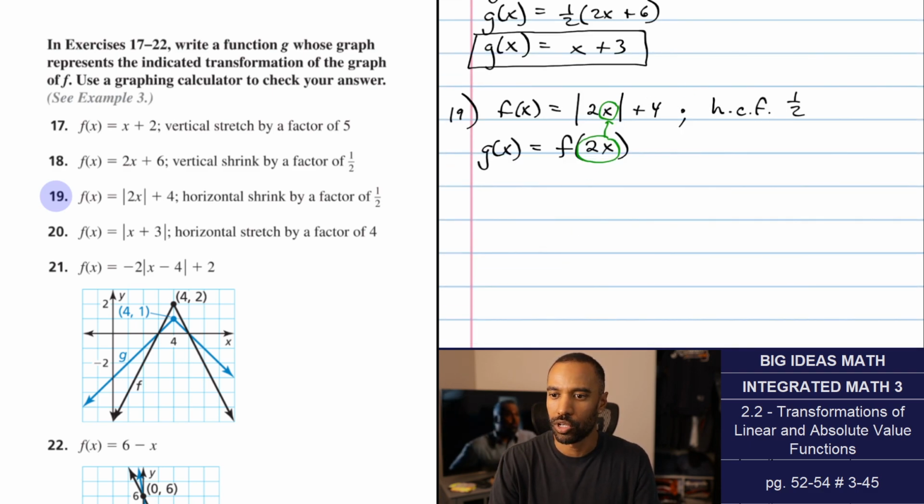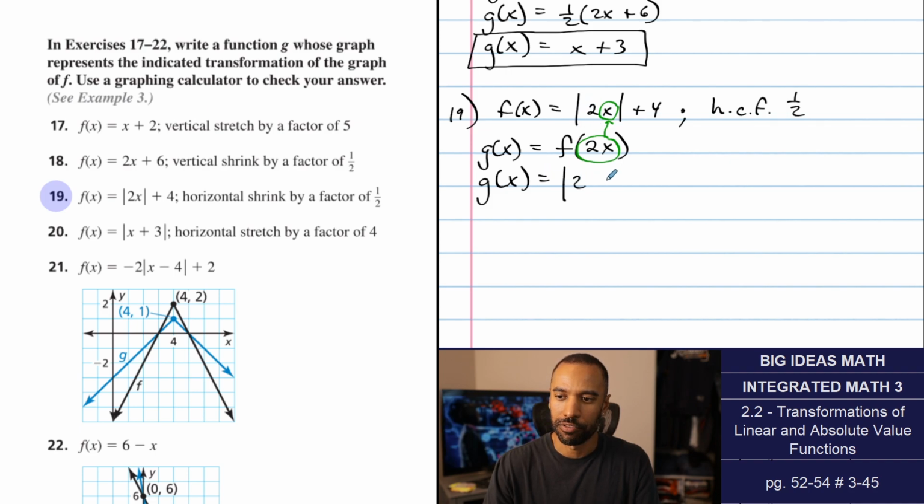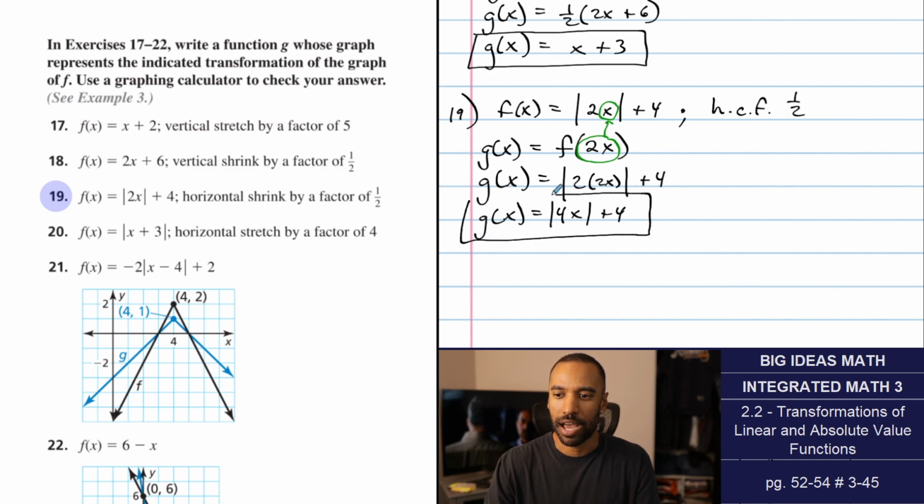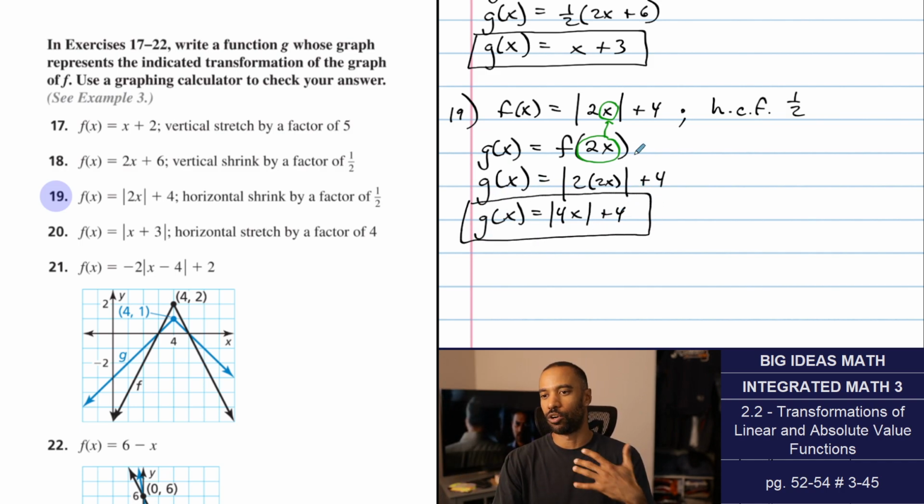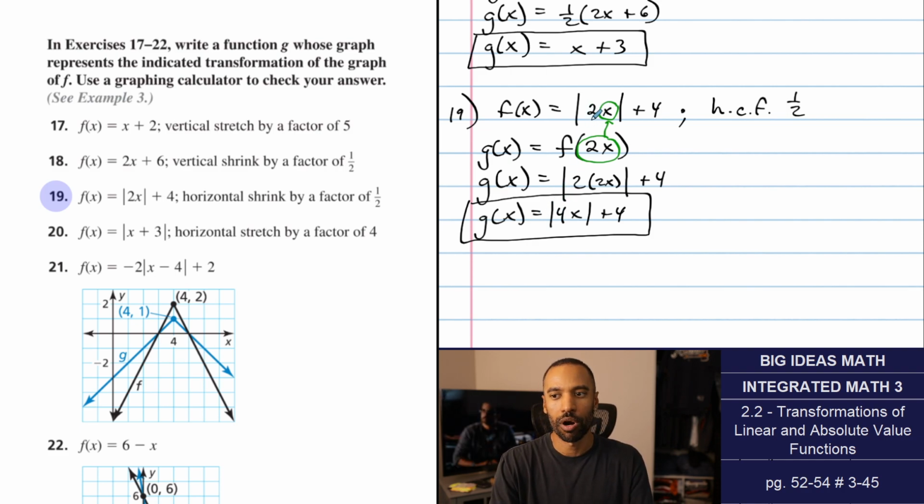So what are we going to do? Our equation will now look like absolute value of 2 times, and for x is 2x, plus 4, which will look like absolute value of 4x plus 4. Now, I'm not doing a lot in the form of graphing it or describing the transformations, but before, what was a horizontal shrink by a factor of 1/2 is now a horizontal shrink by a factor of 1/4, because you just took half of a half.